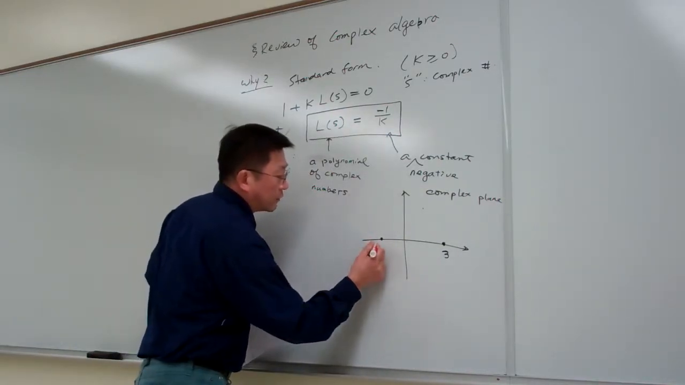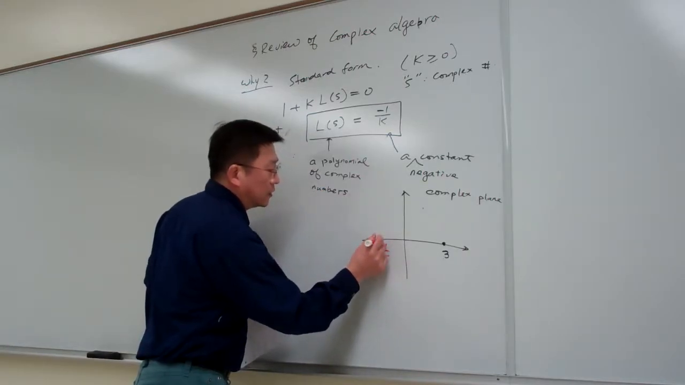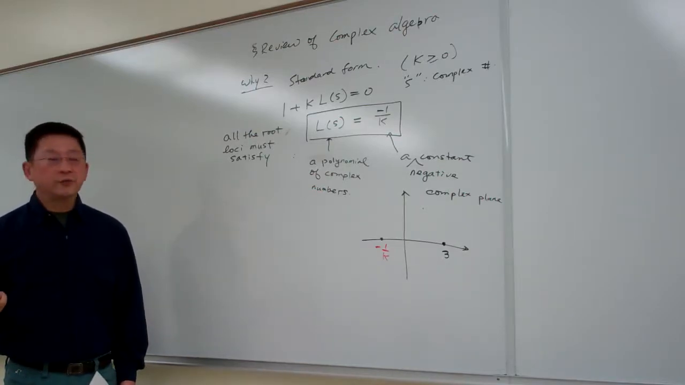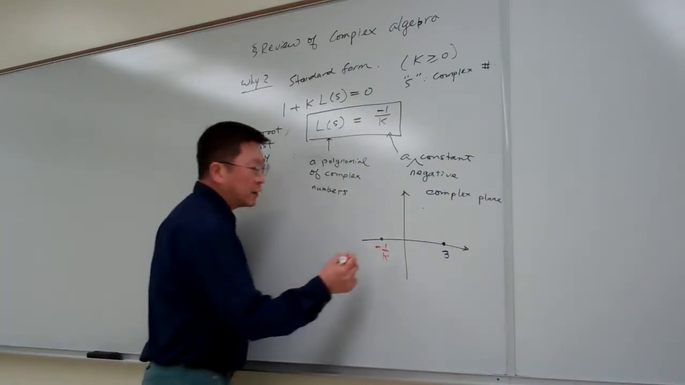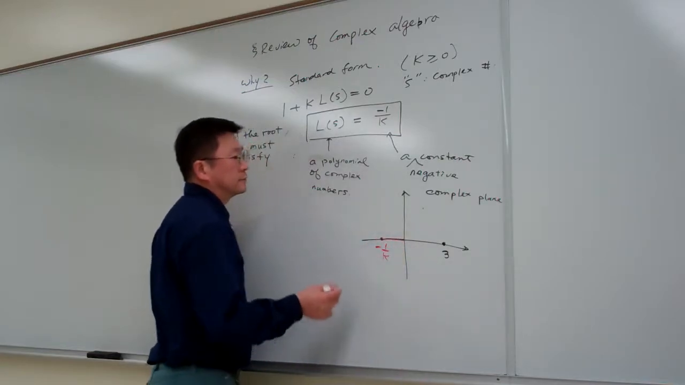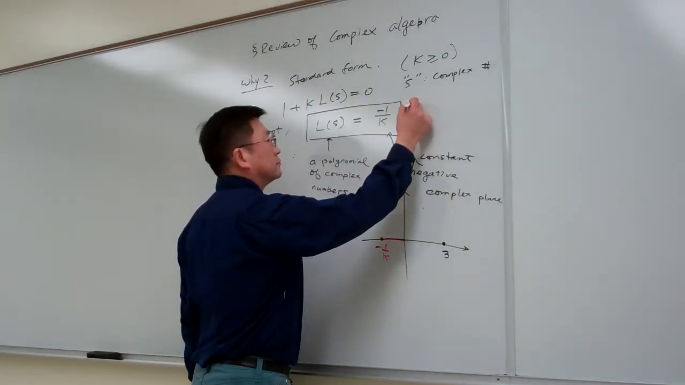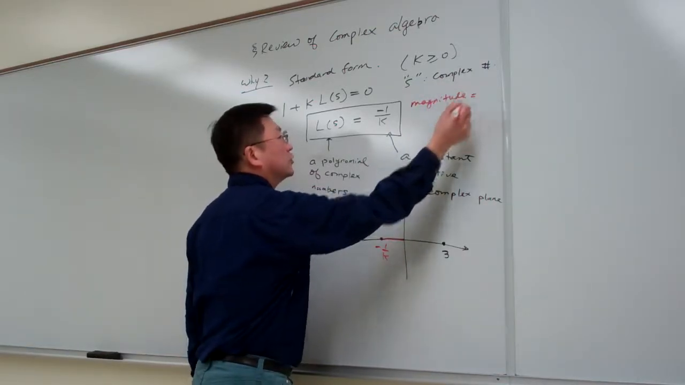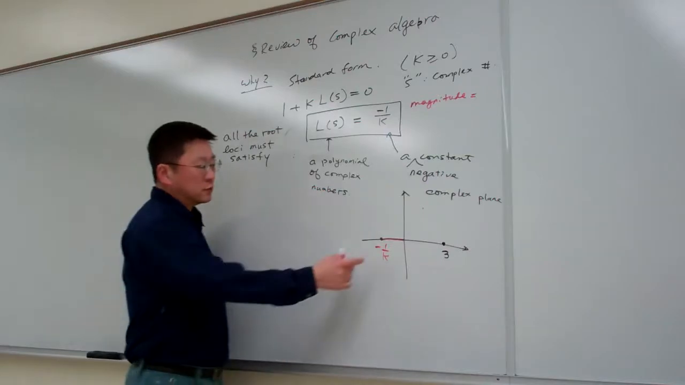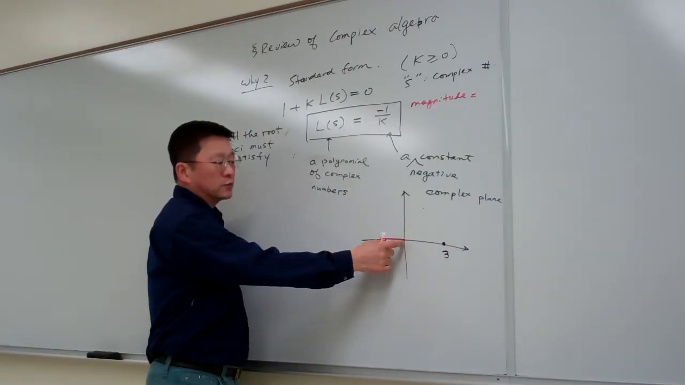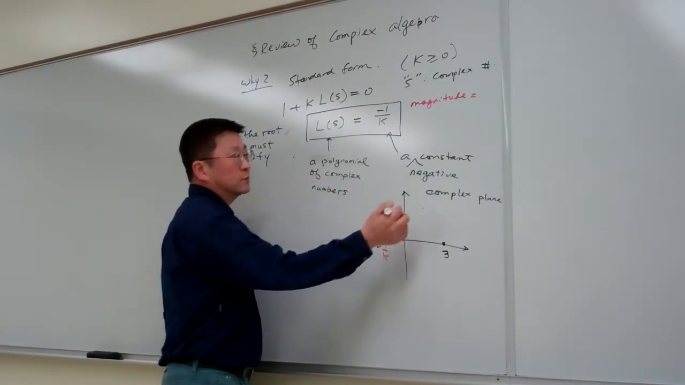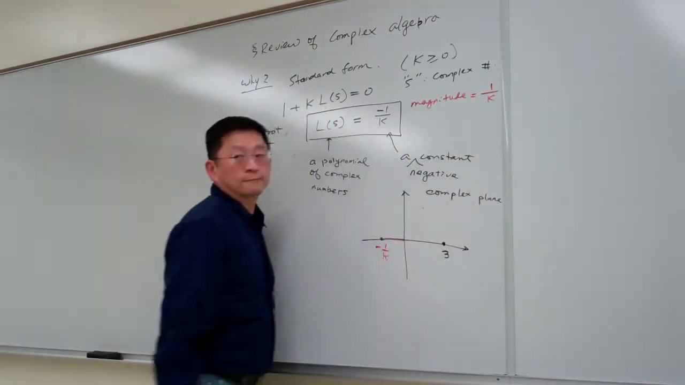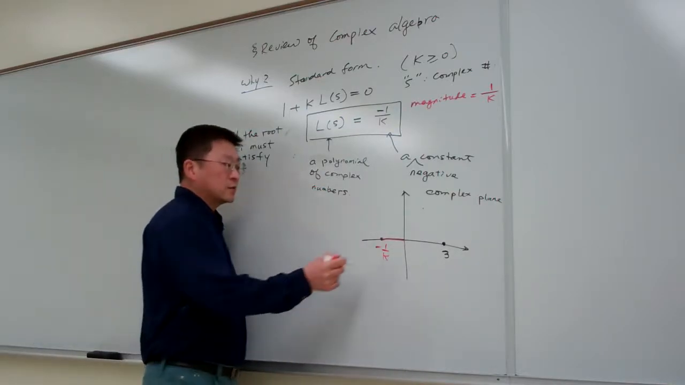For example, if we have a negative number, minus 1 over k, located here, this number actually gives us two pieces of information. One is about the magnitude. Magnitude is equal to how much? It is equal to the distance we measure between the origin and this number. Basically, we just measure the distance. So that is given by 1 over k. In the meantime, what is the phase?